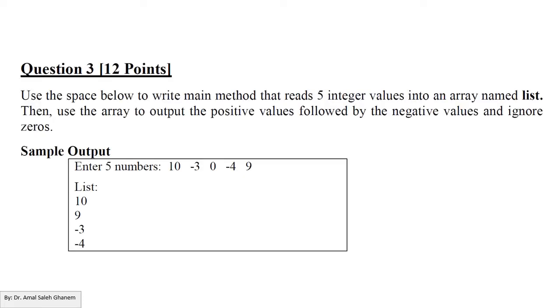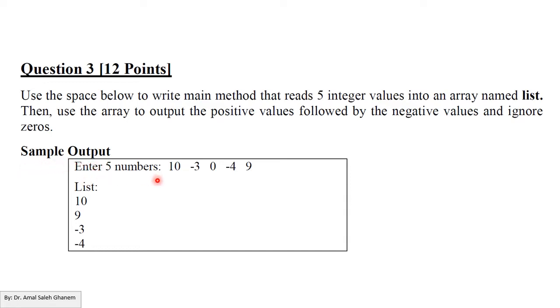And we will start with this question. It says, write a main method that will read 5 integer values into an array named list. And then you have to use the array to output positive values, followed by the negative values, and ignore zeros. And we have here a sample input and output.